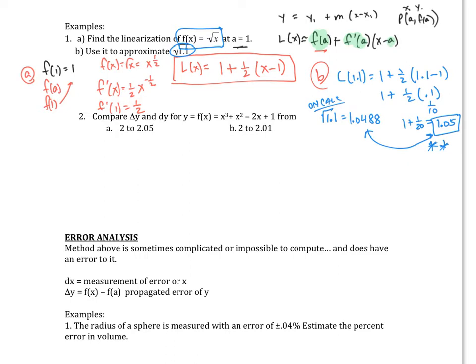Again, this is an easy problem, but here's another situation. If you didn't have a calculator, how do you find the square root of 1.1? Well, you can linearize it just like I did here, and you'd easily find the square root of 1.1.